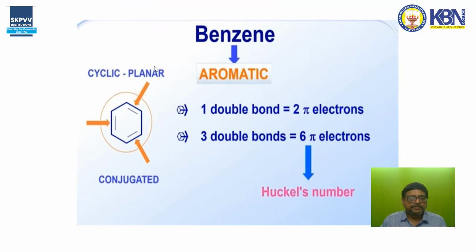See this. This is the benzene ring. The structure is cyclic and planar, and it has 3 double bonds. It is conjugated. In this structure, one double bond contains 2 pi electrons. Here 3 double bonds are there, so 3 double bonds means 6 pi electrons. So 6 pi electrons means it obeys Huckel's number. So benzene is aromatic in nature.